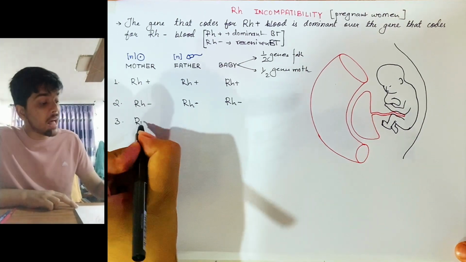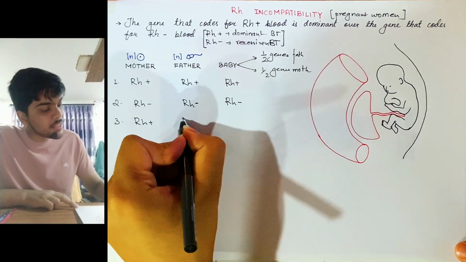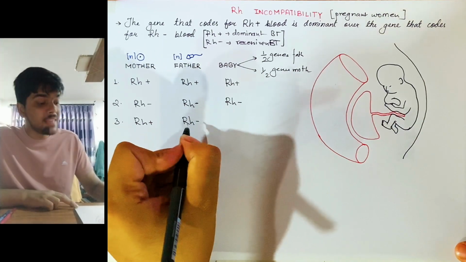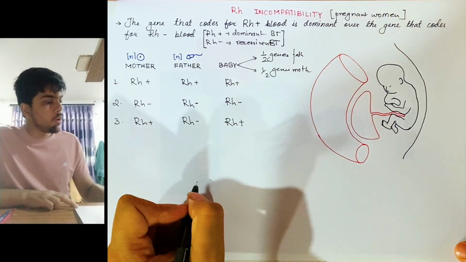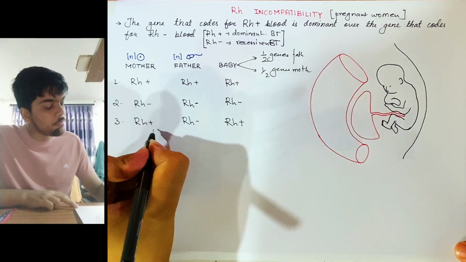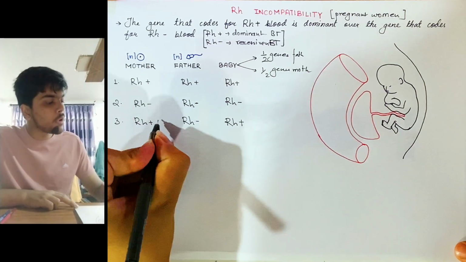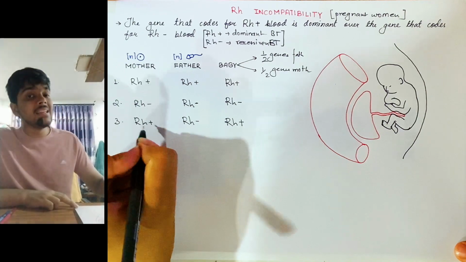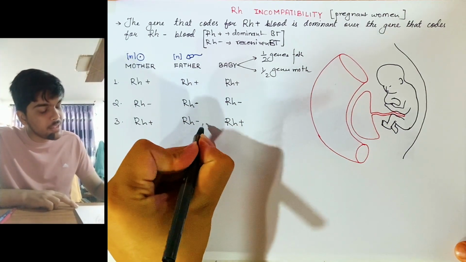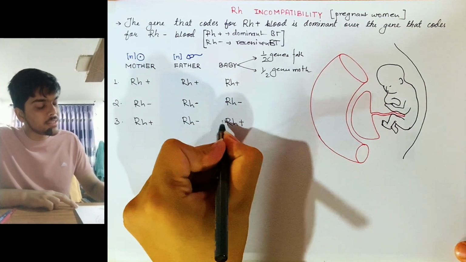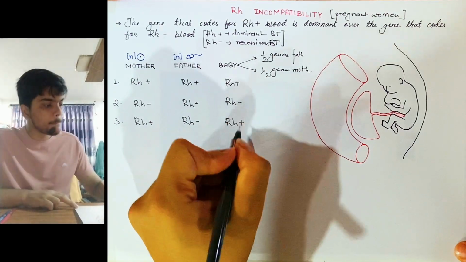If mother is Rh positive and father is Rh negative, then the baby comes out to be Rh positive, because the dominant gene coding for Rh positive in mother suppresses the gene coding for Rh negative in father, and the result is Rh positive in baby.